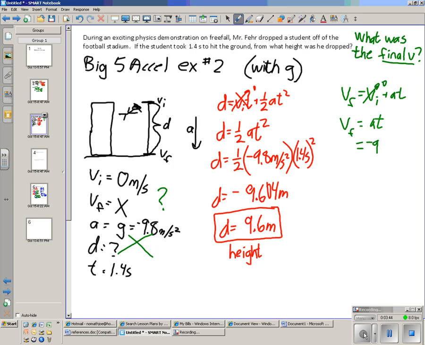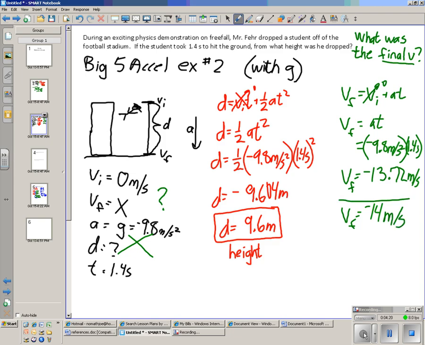Acceleration is negative 9.8 meters per second squared. Then I need to multiply this by 1.4 seconds. And let's see, final velocity would equal negative 13.72 meters per second. And it is a final velocity, so I would keep the negative sign in there, but I do need to round it off because of significant digits. I'd say 2, so that'd be negative 14 meters per second with only 2 sig figs. Physics, yeah.